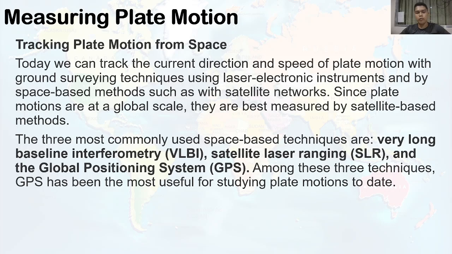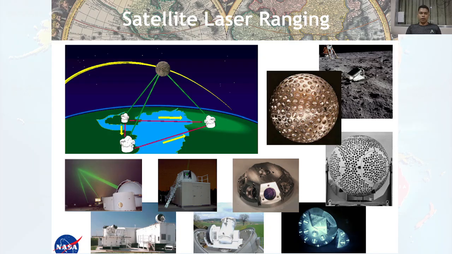The three most commonly used space-based techniques are very long baseline interferometry or VLBI, satellite laser ranging or SLR, and the global positioning system or GPS. Among these three techniques, GPS has been the most useful for studying plate motions to date. GPS is very common nowadays, even in our cell phones. When we are traveling, GPS is very helpful.